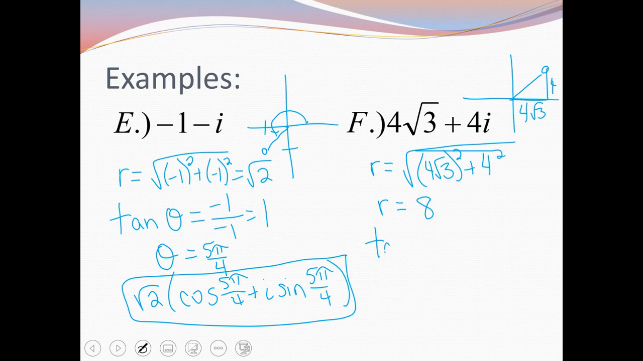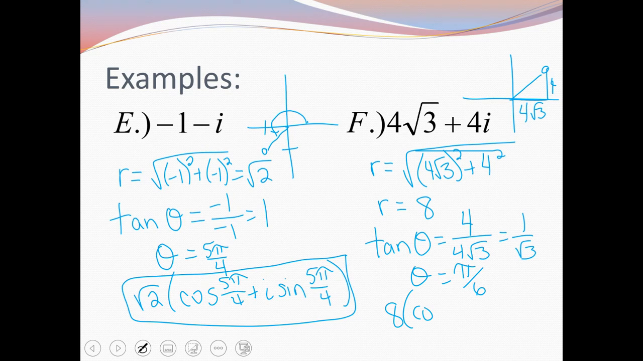And then tangent of theta equals b over a. So our theta is, where does the tangent equal 1 over square root of 3? If you could see me right now, I'm doing the hand jive, and I see that it's pi over 6. So this would be 8 cosine of pi over 6 plus I sine pi over 6. You can see how annoying it might be to keep writing that same thing over and over again. So you might want to abbreviate it, 8 cis pi over 6.